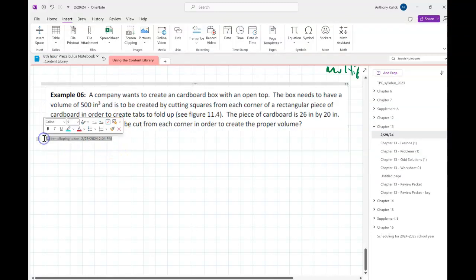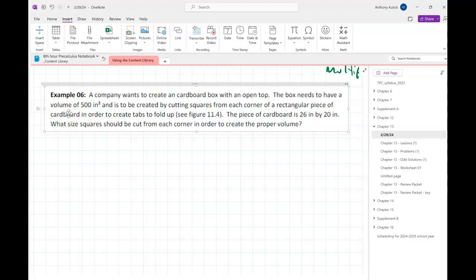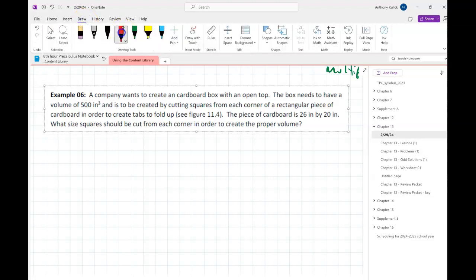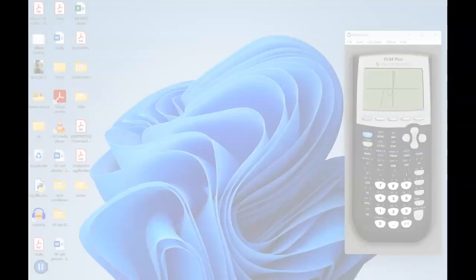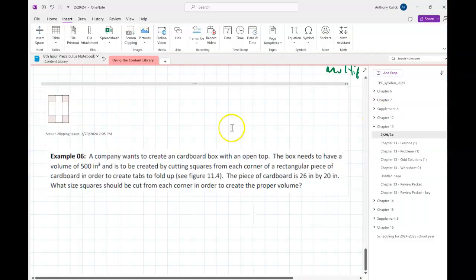All right, so this says that a company wants to create a cardboard box with an open top. You guys get what I mean there? Like the recycle bin in the hallway? Yeah. Okay. The box needs to have a volume of 500 cubic inches, and it's created by cutting squares from each corner of a rectangular piece of cardboard in order to create tabs to fold up. So what does that mean?